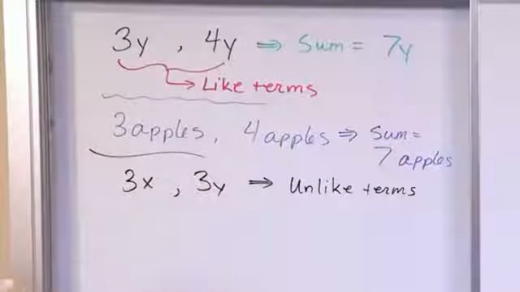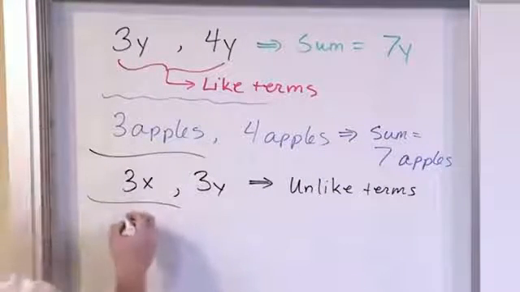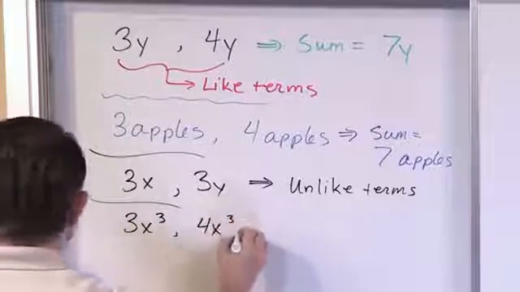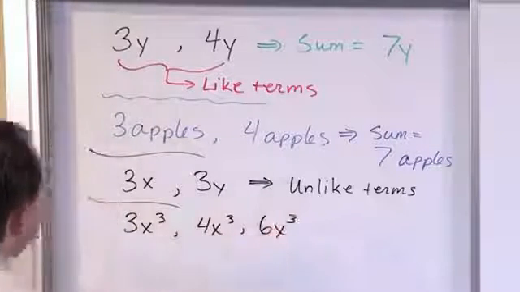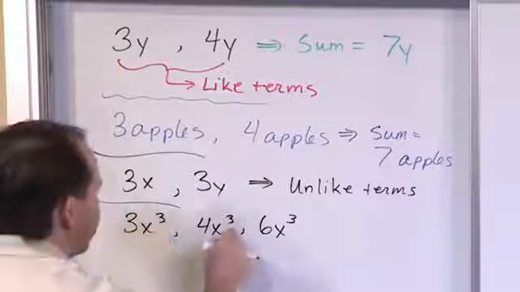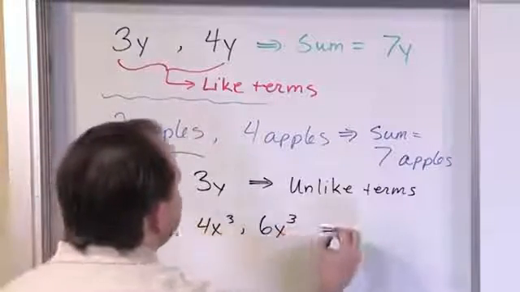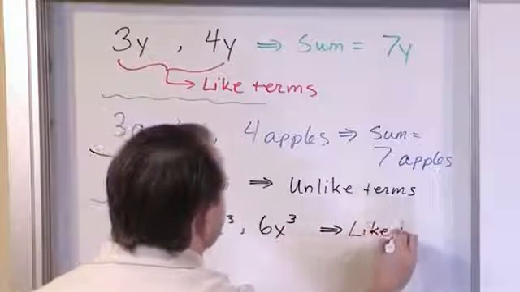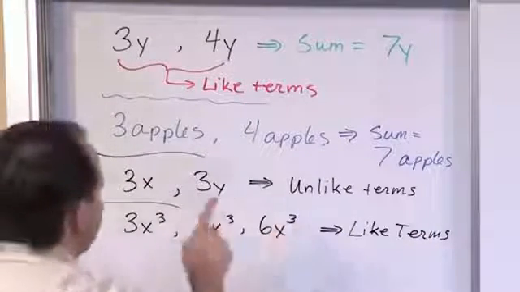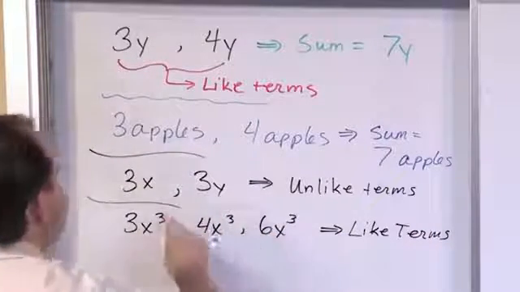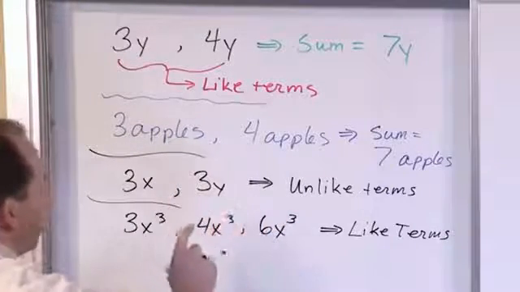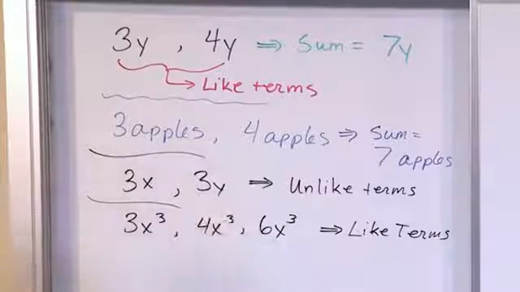All right, let's do another example. What if we had 3 terms: 3x cubed, 4x cubed, 6x cubed. Are these like terms or not? Well, here I'm talking about x cubes, here x cubes, and here also x cubes. So these are like terms. That means this might as well be watermelons, watermelons, and watermelons. Now everything has to match. The x has to match, and the exponent has to match for them to be like terms. If one of these exponents were different, then it wouldn't be like the other ones. Everything exactly has to match.